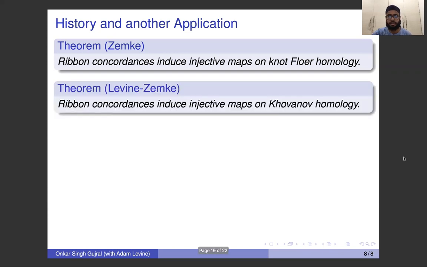And after this, Levine and Zemke extended the result to Khovanov homology. That is, they showed that if you have a ribbon concordance, that induces an injective map on Khovanov homology as well. So we can think of these results as providing obstructions to knots or links from being ribbon concordant to one another.